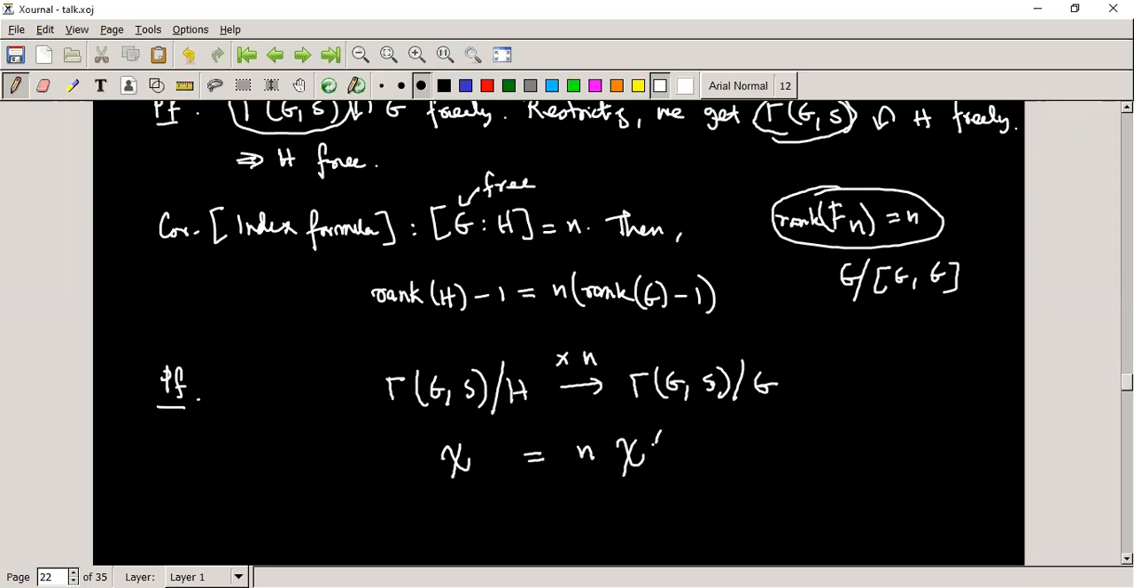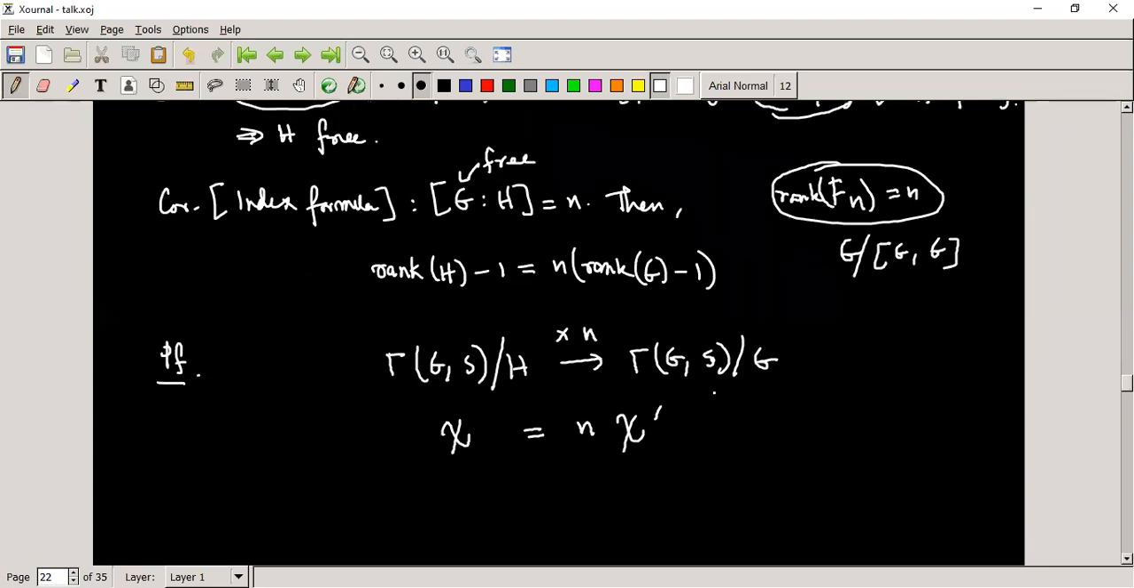So let's see. What is the Euler characteristic of a wedge of circles? That is exactly the number of edges minus one vertex. And the number of edges is exactly how many circles you get below. But that's the rank of G, because it's free, right?